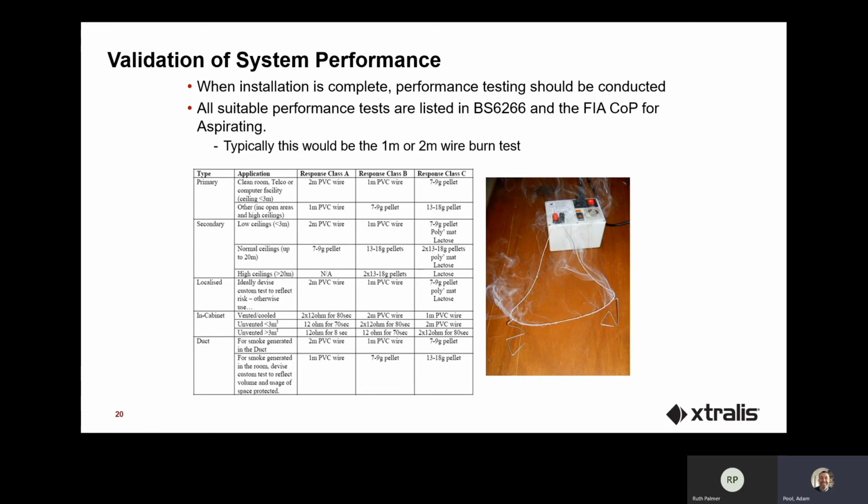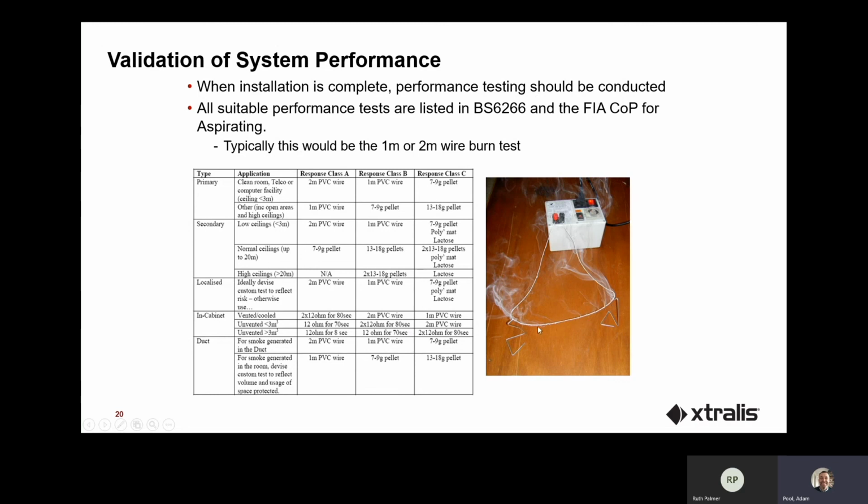It proves the detector works. It proves the signal to the fire panel works. It doesn't prove that a fire within the facility would be detected. And that's what performance-based testing is. And the most common one used in computer rooms is the 1 meter or 2 meter wire burn test. This is a picture of it. It's basically just a piece of wire typical to British Telecom. Actually, they were the ones that sort of developed this test back in the 80s.